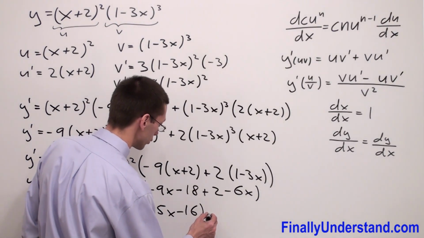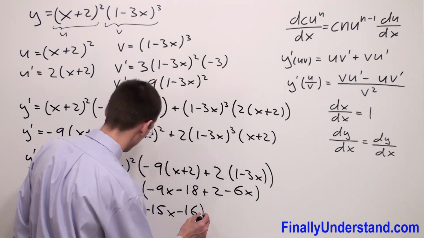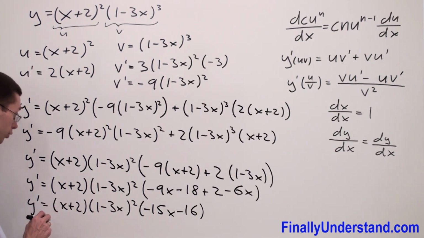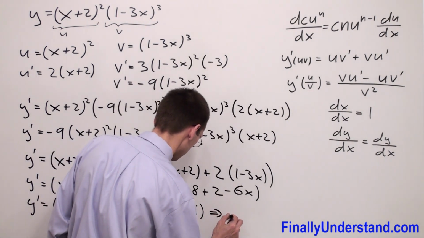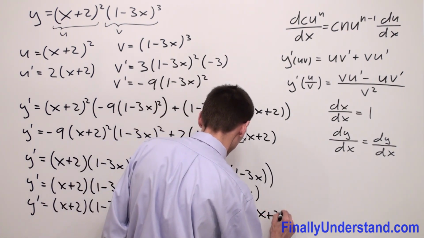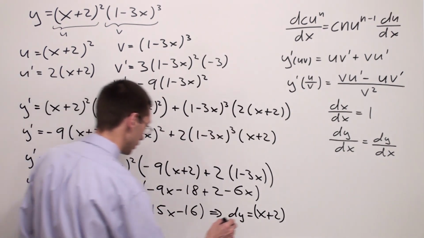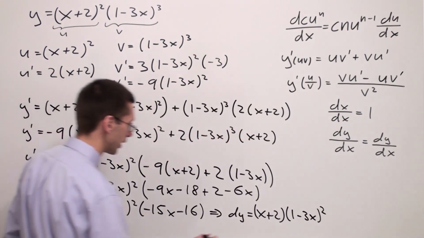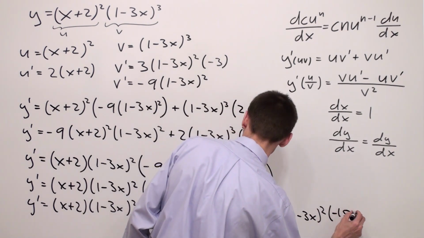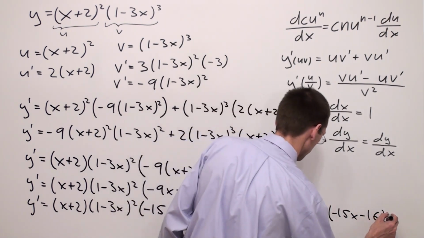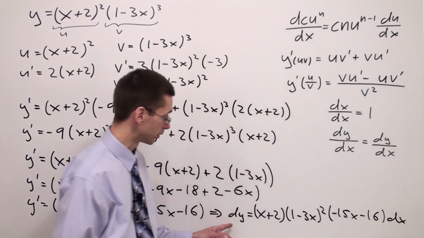Now, in order to write the final answer, you're supposed to realize that you're supposed to multiply both sides of the obtained equation by dx. Okay, so you are going to obtain something like this. You can say dy is equal to (x plus 2), copy down everything we have got, (1 minus 3x) squared times negative 15x minus 16, and everything multiplied by dx. And this is my answer to this problem.